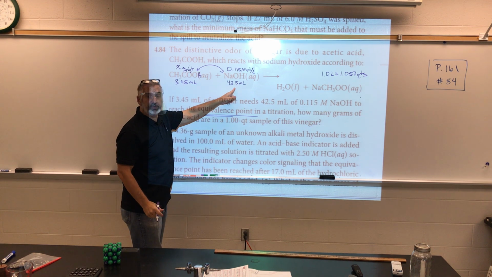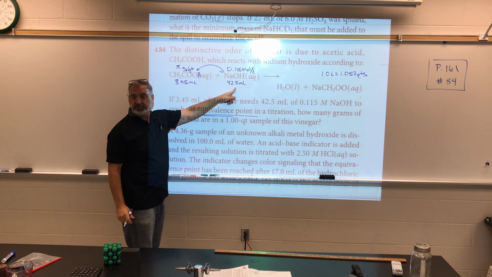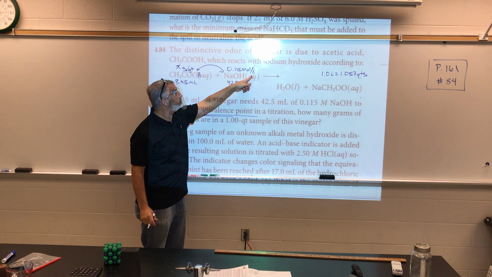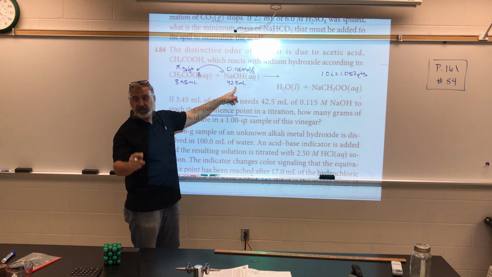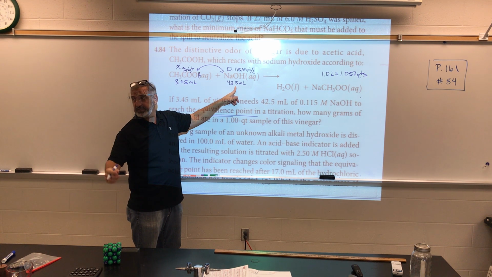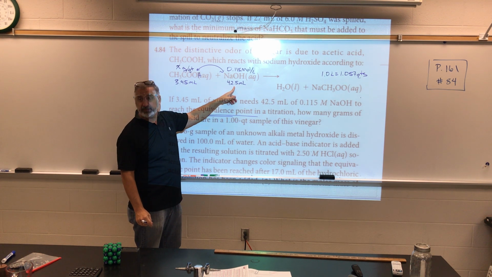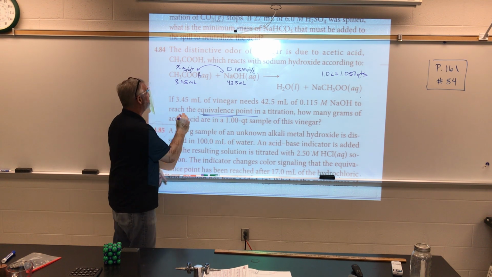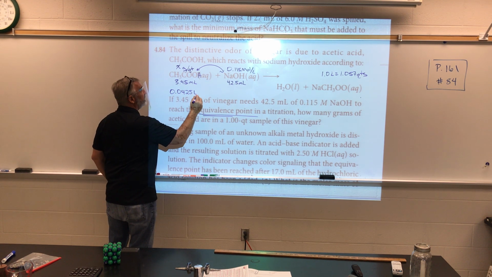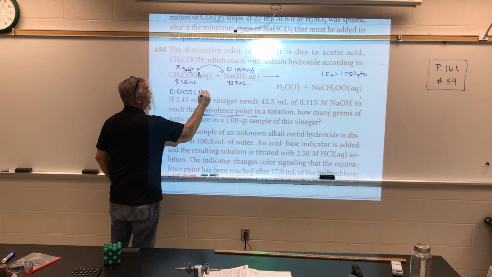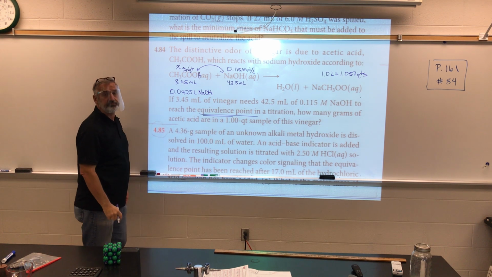So I'm going to want to start with this, my simplest unit. Because this is moles per liter, I need to change this to liters. We do this in our head. How do we change milliliters to liters? Divide by 1,000. So somebody else, what does that mean about the decimal point? We're going to go back how many places? 3 places. So it's going to be 0.0425 liters of NaOH. Okay?